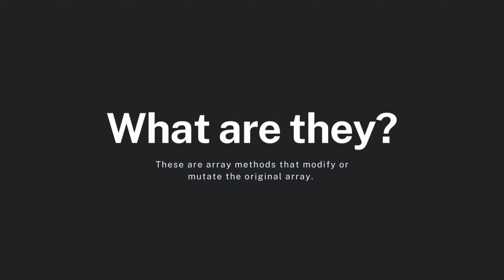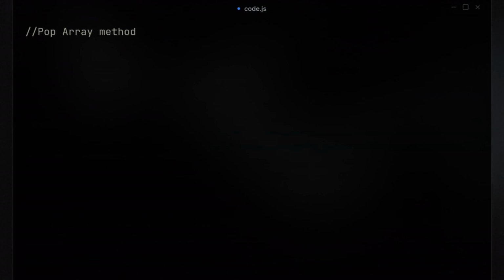What are mutating array methods? They are array methods that modify or mutate the original array, such as the pop and push array method, shift and unshift array method. Let's see each one of these in action, starting with the pop array method.